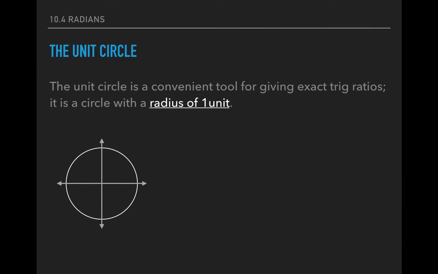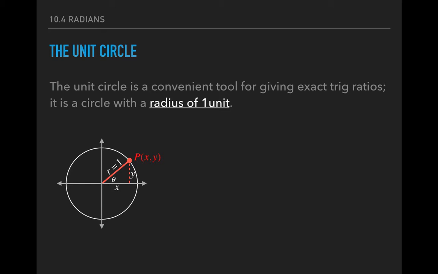What is the unit circle? It is a tool that we use in trigonometry to give exact trig ratios. And it's called a unit circle because it has a radius of just 1 unit. So if I plotted this point here on the circumference of the circle, it would have a radius of 1 unit. And then that little triangle, the horizontal distance would be x, and the vertical distance would be your y value of that point that's on the circumference.